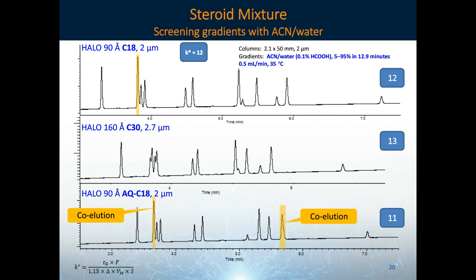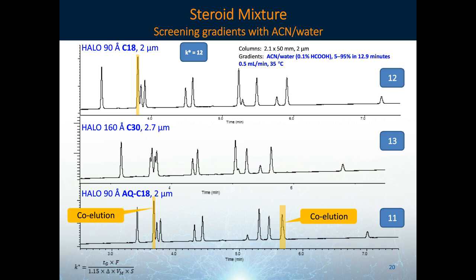K-star for all of these was 12. The box on the right-hand side are the number of peaks that we identified out of the 14 target compounds. And in terms of conditions, we're using the 2 micron Halo particles, except in the case of C30, which is available in 2.7 micron. Wherever you see these gold highlighted peaks, that's where we believe we have coelutions.